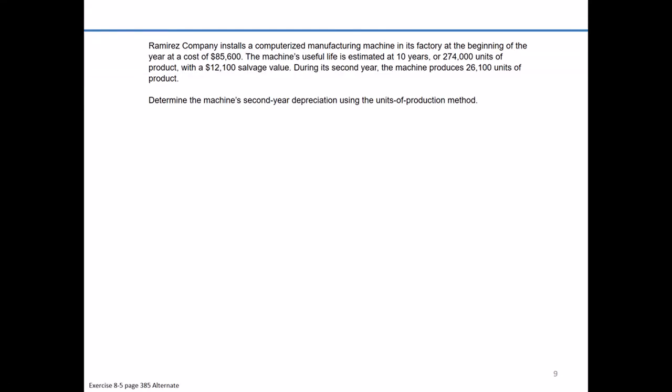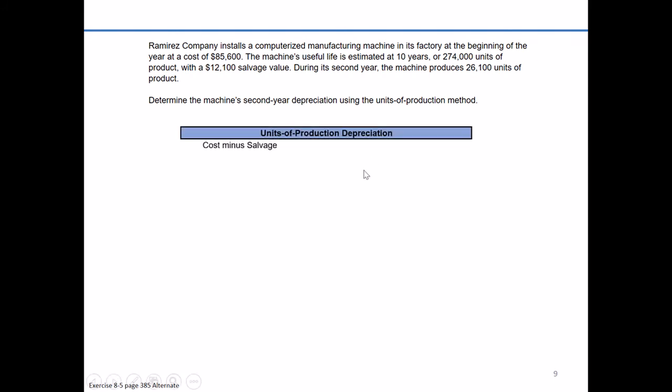In the alternate version of exercise 8-5, we're going to continue on with our Ramirez Company example, but instead of recording depreciation using straight line, we're going to record depreciation using units of production. So it'll start out very similar in that we take cost minus salvage value, which if you recall is depreciable cost, and divide it by an estimated useful life.